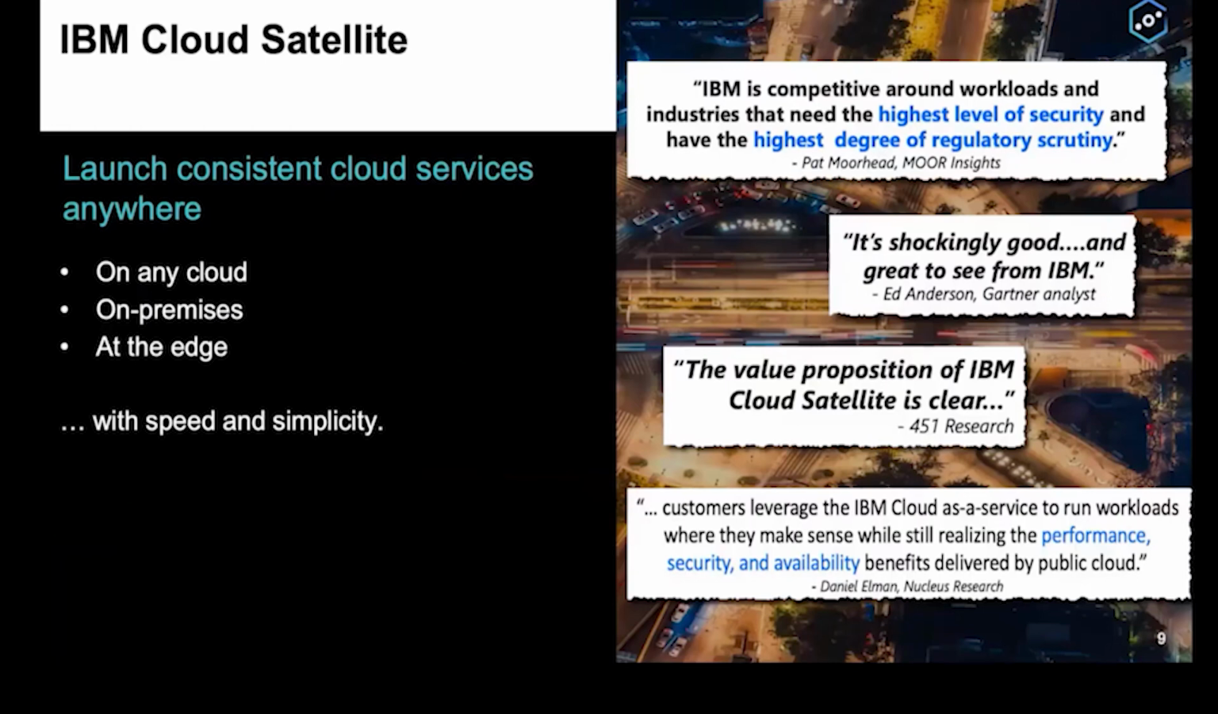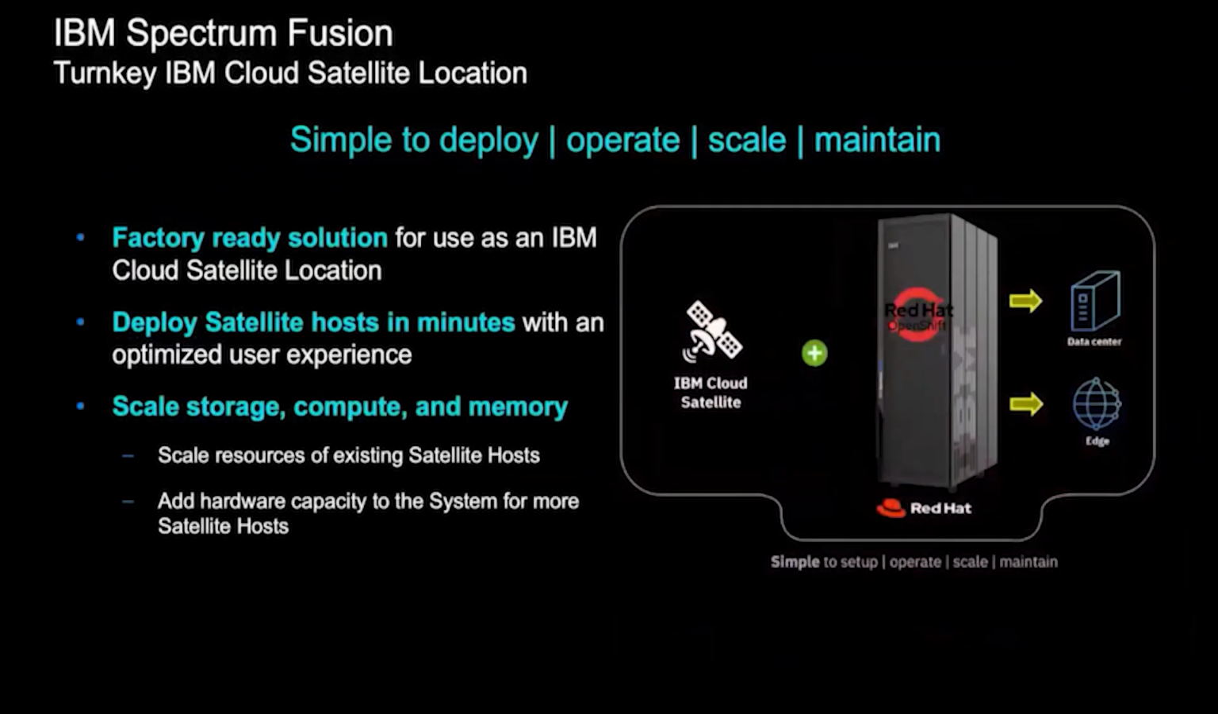Another option available for Spectrum Fusion HCI clients is the ability to host an IBM Cloud Satellite location. IBM Cloud Satellite is a separate product offering that extends the capabilities of IBM Cloud into virtually any location, including the data center or at the edge. Spectrum Fusion HCI makes an ideal location for running IBM Cloud Satellite. With its bare metal OpenShift installation that supports running Linux virtual machines using the OpenShift virtualization feature, IBM Spectrum Fusion HCI serves as a factory-ready, turnkey IBM Cloud Satellite location.